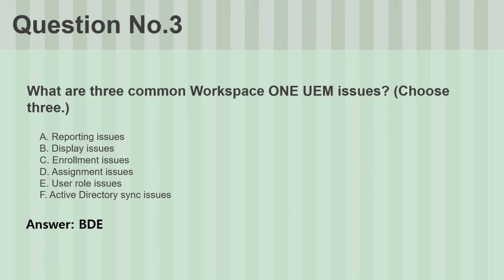Question number 3. What are 3 common Workspace 1 UEM issues? Choose 3. A. Reporting issues. B. Display issues. C. Enrollment issues. D. Assignment issues. E. User role issues. F. Active Directory sync issues. Answer B, D, E.